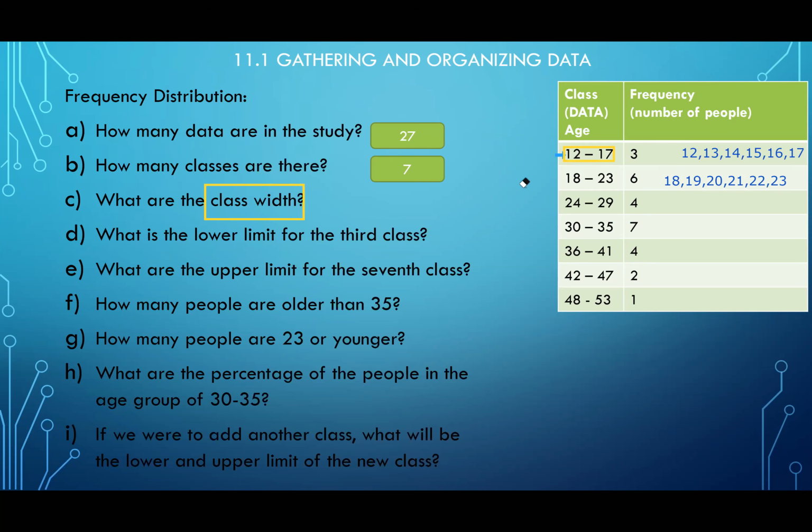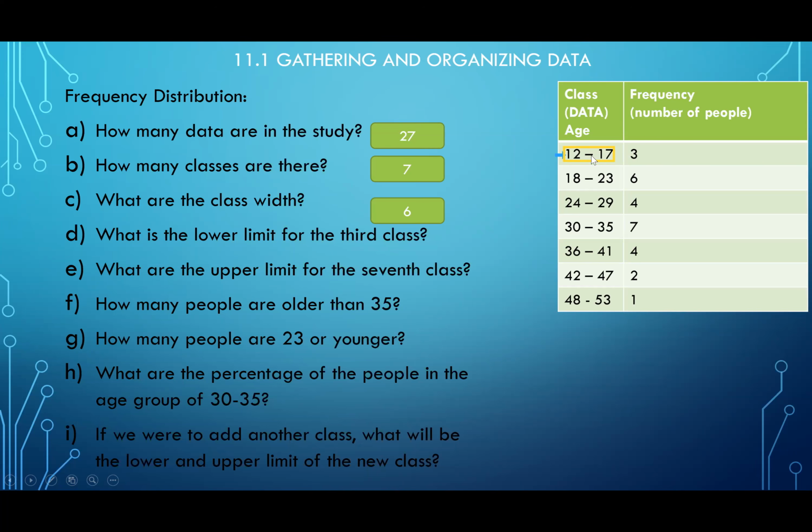So one careless mistake a lot of students do is this. They took the 17 minus the 12. We cannot do that, ladies and gentlemen. To find the class width, we cannot take a number within the class and subtract. Because if you take 17 minus 12, you say there's 5. But when you subtract, you tell me to throw away the 12.